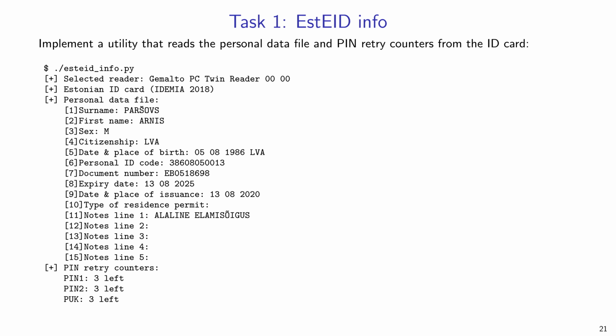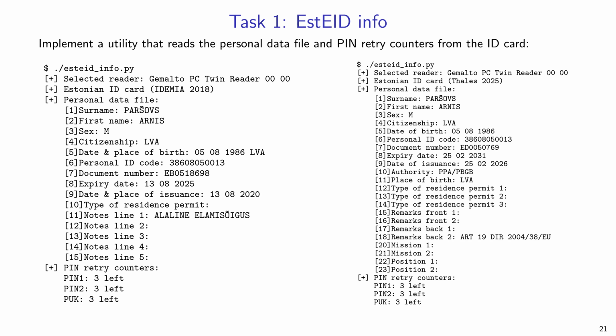This is the output produced by running the utility with my previous generation Estonian identity card. The utility prints the name of the reader, the name of the card platform, then the contents of the personal data file, as well as the pin retry counters, which show how many attempts remain, where the maximum value is 3. Here is the output for the new generation Estonian ID card, and as you can see, the difference is that instead of 15 records, it contains 23.